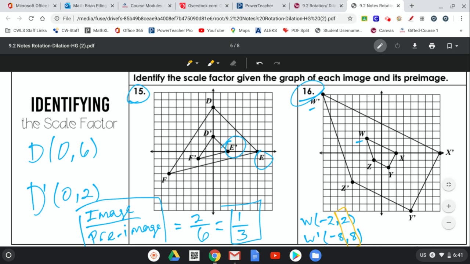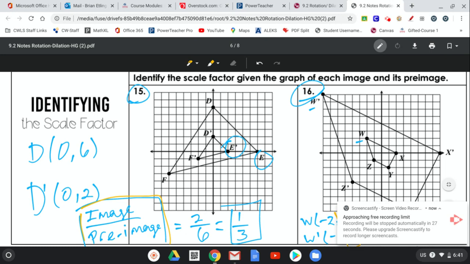So we are going to do image over pre-image. So it's going to be 8/2, and when you do that, that reduces down to 4. So for this one, the scale factor is 4. For the other one, the scale factor was 1/3. Okay, so that's how you find the scale factor.